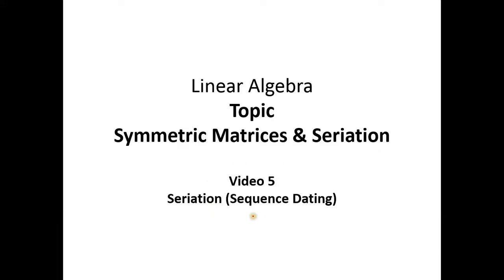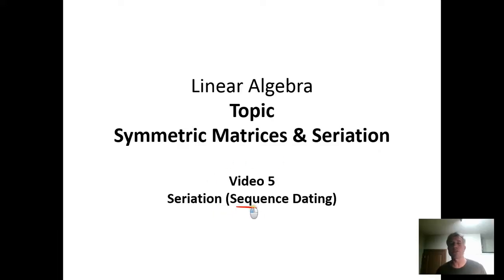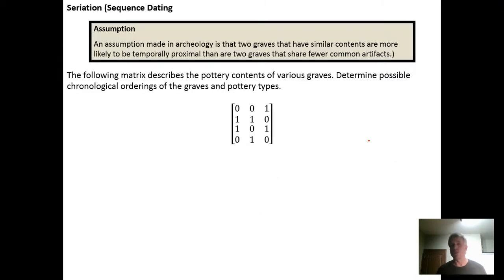So in this video we're going to go over a technique for sequence dating using matrix transposes. So here's the basic idea. It comes from archaeology, and the assumption that archaeologists make is that if you have graves, so say grave 1, grave 2, grave 3, that are in the same region, if they were dug and someone was buried in them around the same point in time, they should have similar types of artifacts in them.